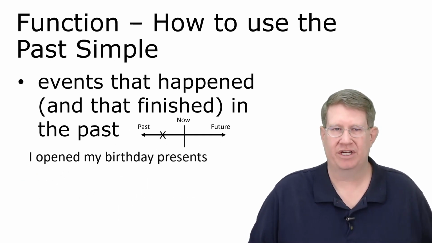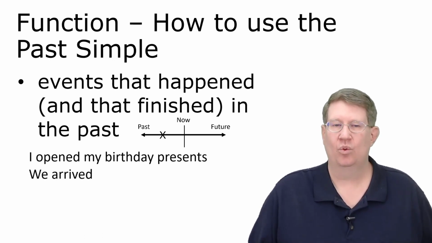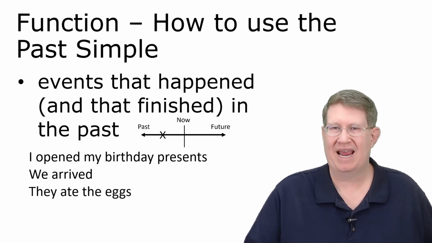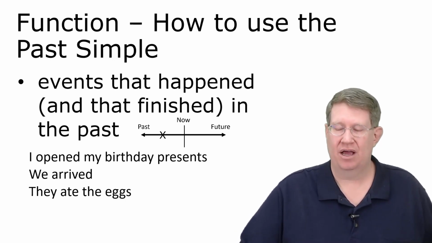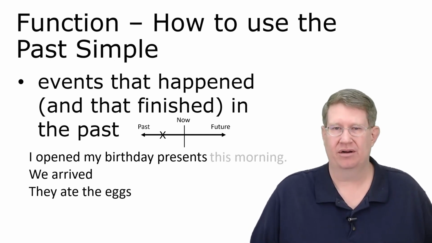Take a look at some examples. I opened my birthday presents. We arrived. They ate the eggs. Now, in none of these sentences do I say when it is, but people will understand that these actions are completely over. Now, to make it a little bit clearer, I can add a second part here.